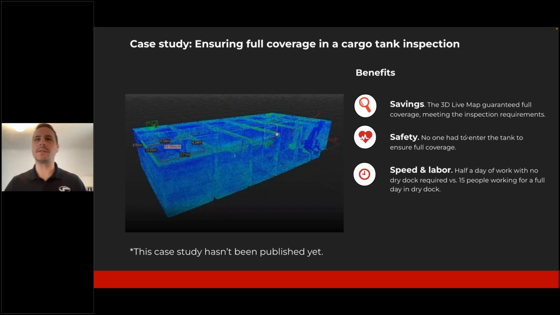So the benefits that we saw from using the Elios 3 for this cargo tank inspection, savings were a big one. Oh, actually, that's a mistake in my slide. I apologize. That should say full coverage. So the 3D live map guaranteed full coverage, right? That's the big benefit that we've been talking about. Safety, no one had to go into the tank. And then speed and labor, as I mentioned, it would take 15 people working for a full day just to erect the scaffolding. Then you have to do the inspection, then you have to take it down. Using the drone, they were able to get all the data they needed with just 2 or 3 people because they could just fly inside and collect the data.